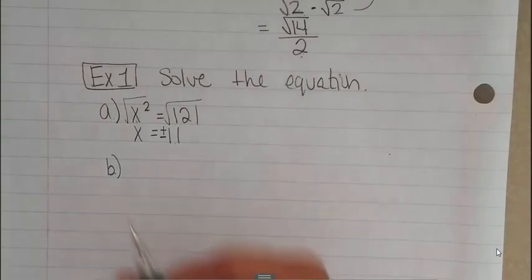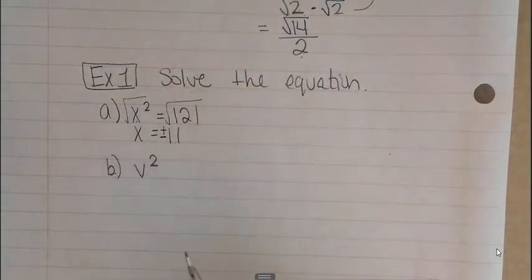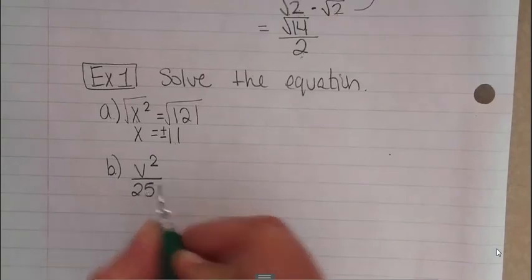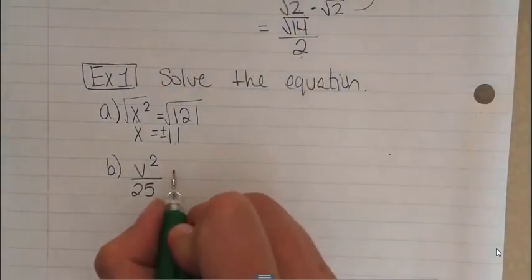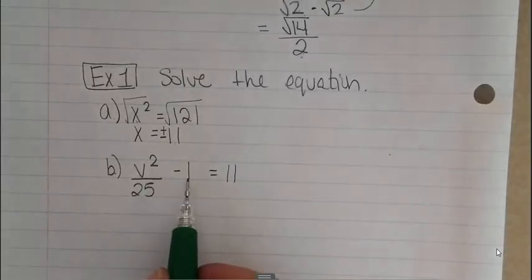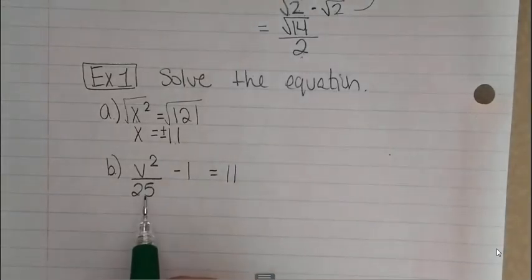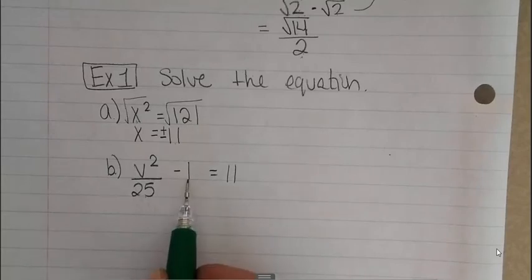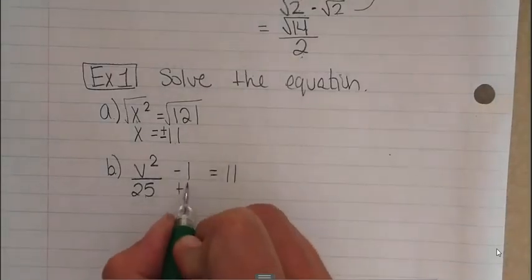All right, let's do another one. So what if I have v squared over 25 minus 1 equals 11? The first thing I need to do, before I can start square rooting everything, is get v squared by itself. So what's happening to v squared? Well, it's being subtracted by 1 and divided by 25. I'm going to undo addition or subtraction first. So I'm going to undo this minus 1, so I'm going to add 1 to both sides.